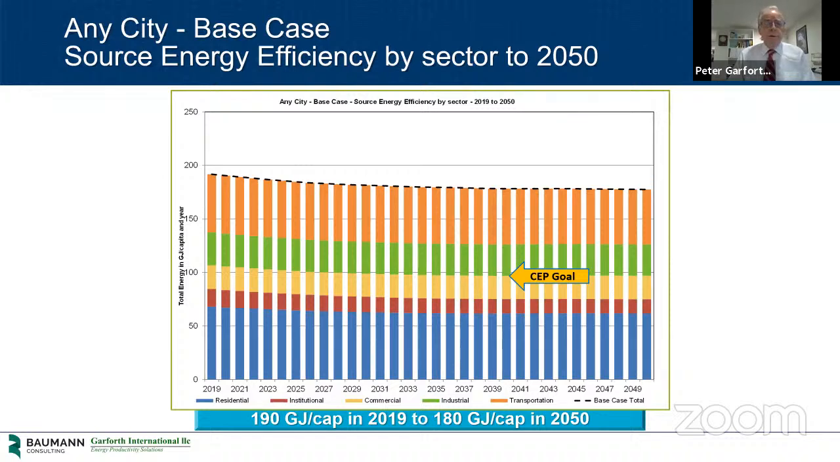This is just the by sector. And this is business as usual. It gets a little more efficient over time. It's the combination of slightly more efficient construction, code anticipation, and slightly more efficient vehicles. And you see the community goal there for 2040. We're a long way off that goal under business as usual.